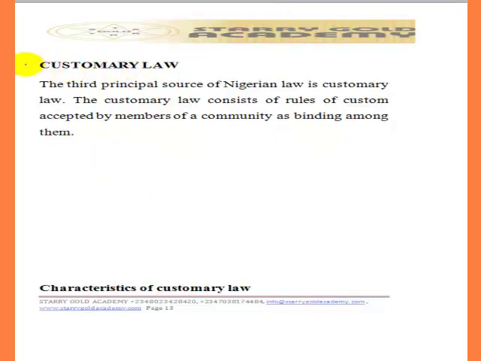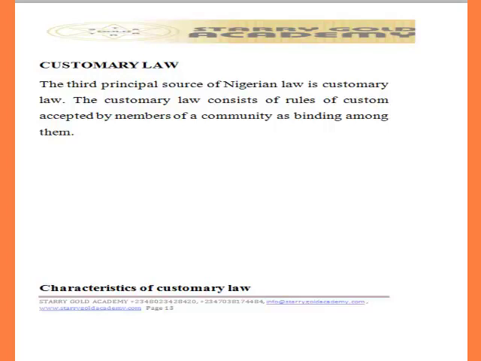Let us look at another important source of Nigerian law, and it is known as customary law. It is very important. Customary law consists of rules of custom accepted by members of a community and agreed as binding among them. In Nigeria, we have customary law that governs our activities. We take customary law to be our law.